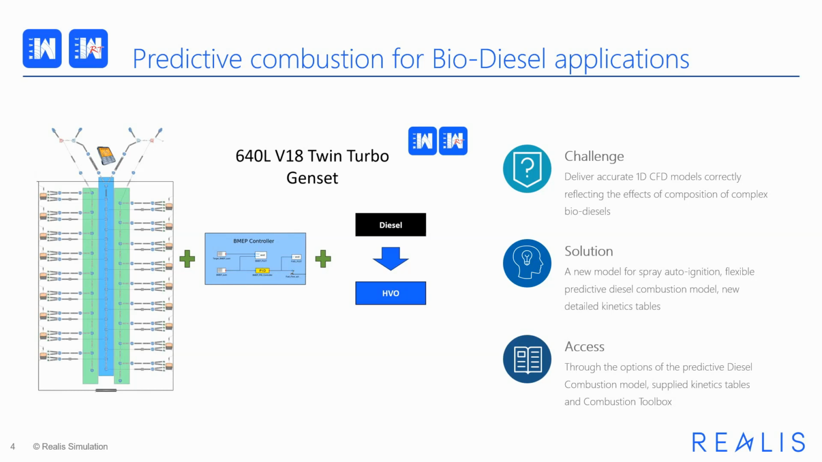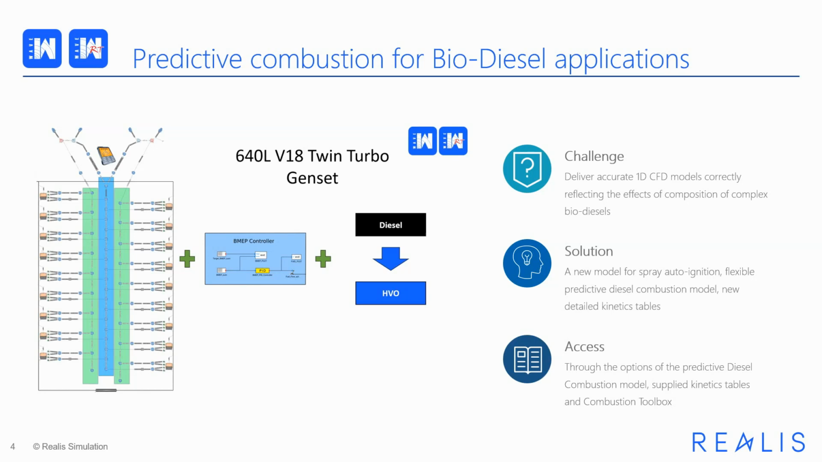Note that for users who prefer the correlation approach, the toolbox also provides utilities to construct the parameters of Metghalchi-Keck correlations from detailed kinetics tables. Flame speed tables for diesel surrogates and hydrogenated vegetable oil are provided in the installation.